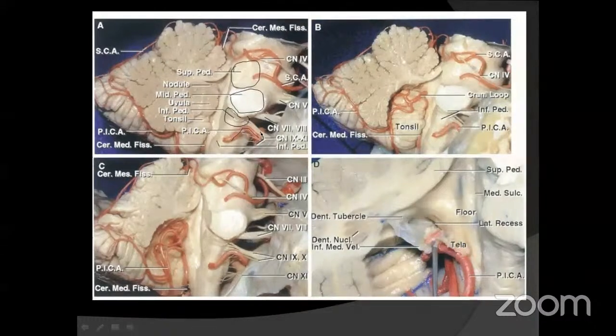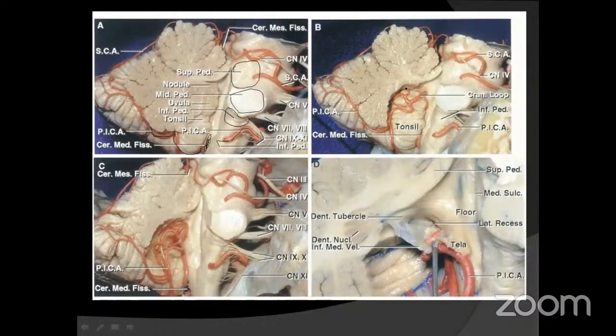We can see that it's closely related to cranial nerves 9, 10, 11, and we can see that it courses further somewhere here, and it's then going to emerge from the cerebellomedullary fissure. And we know the segment of the PICA which runs in the cerebellomedullary fissure is P4. And after running here, it will run on the surface to supply the suboccipital surface of the cerebellum.